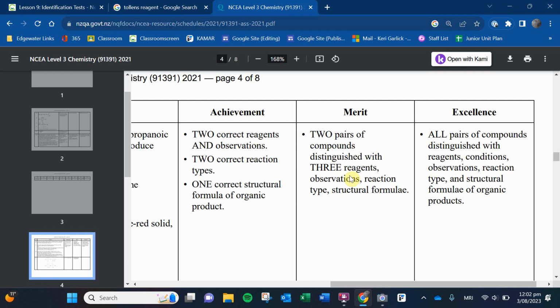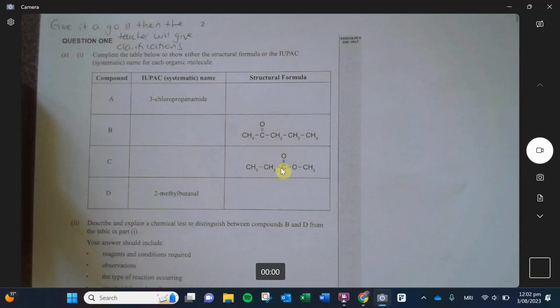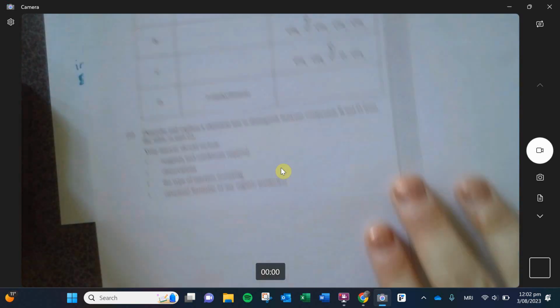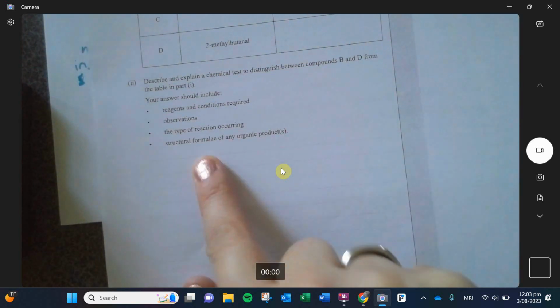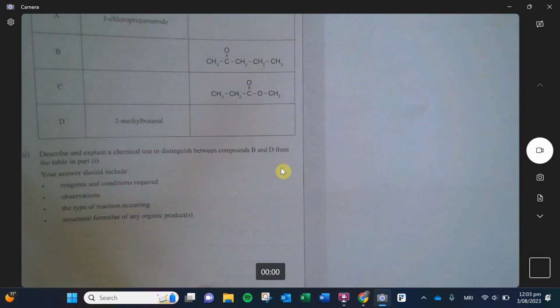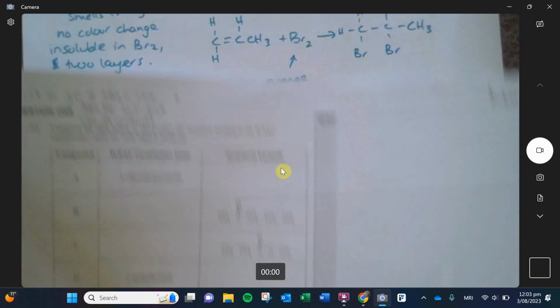All right, I'll show you guys the question that I want you guys to do. The question that I've given you guys to try is from the 2020 exam. There's a naming and drawing, and then there's a distinguishing between B and D. I've given you guys a blank piece of paper on the side so you can do your scribbles with that. So that's that one.